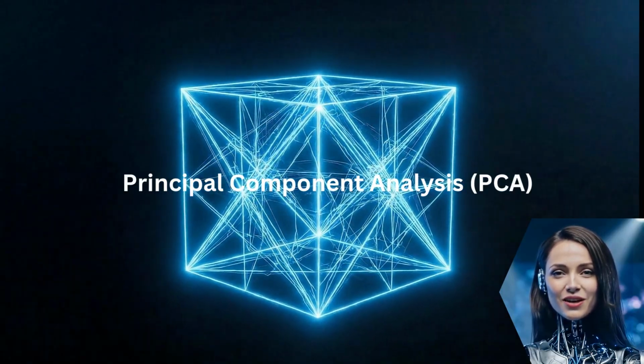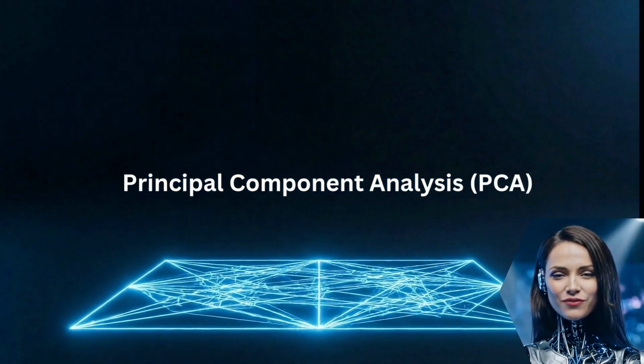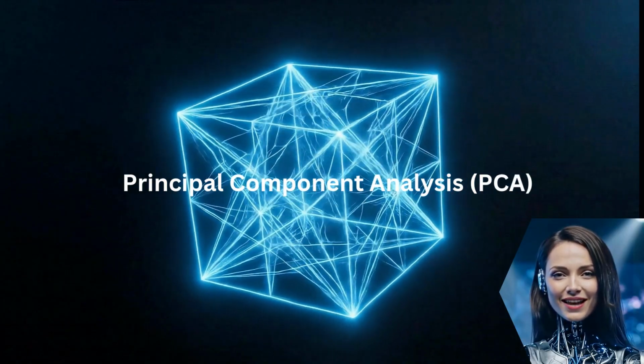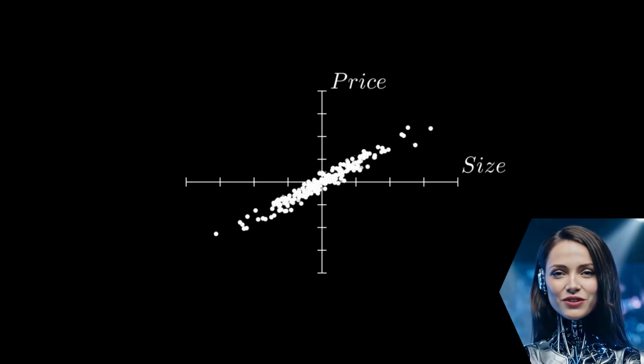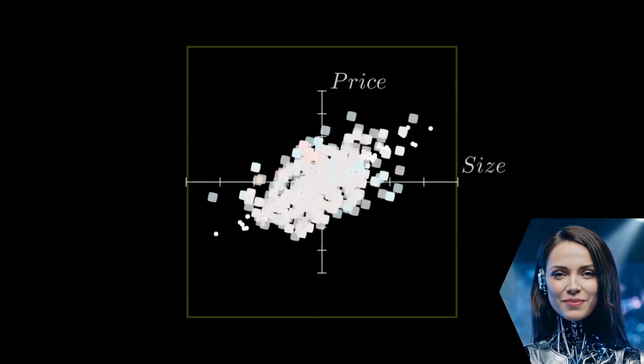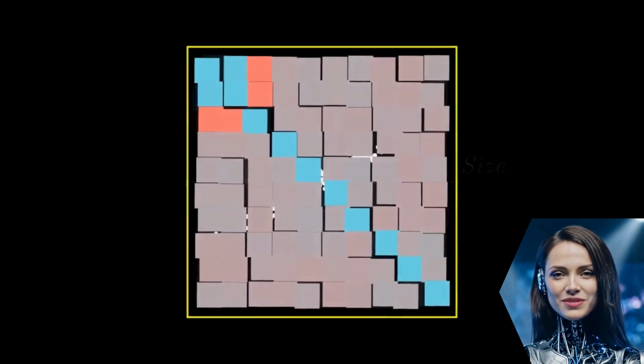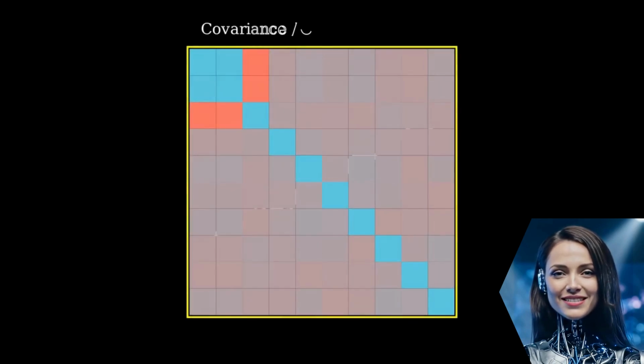PCA is a technique for reducing the dimensionality of data, and it is powered entirely by eigenvectors. So the problem is we have 500 features which are likely related. For example, square footage and number of bedrooms are not independent. Bigger houses tend to have more bedrooms. This relationship is called covariance.